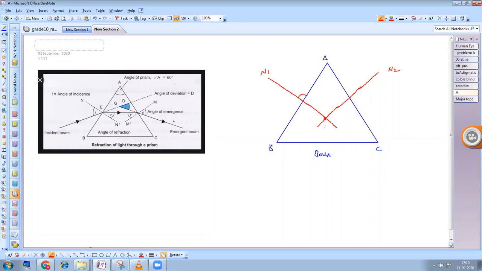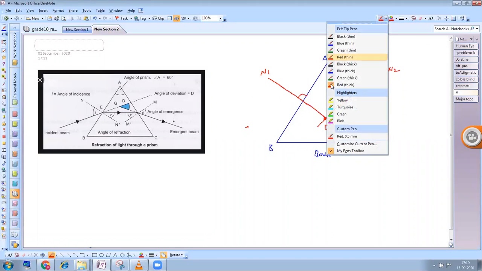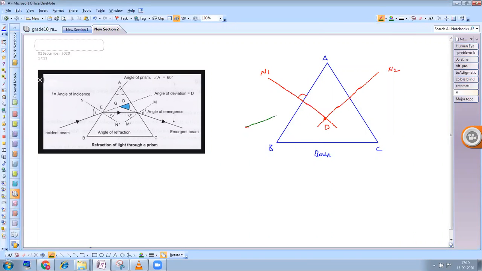You can take D. Now, if a light ray is incident, I'm taking a different color for the incident ray, the green color ray. If there is no prism, the light will go like this. So now this is air, this is glass, and it is air. When the light ray enters at a point E here, this light is called the incident ray.